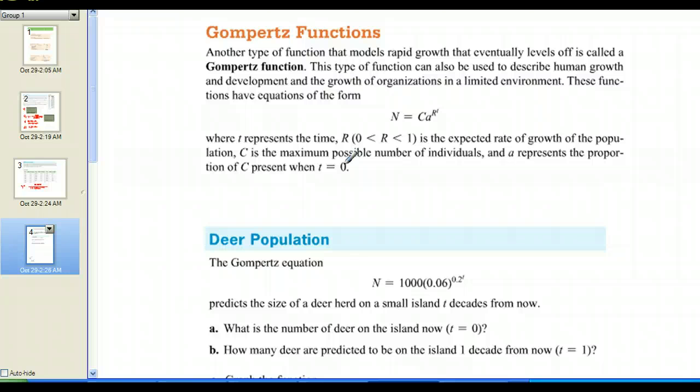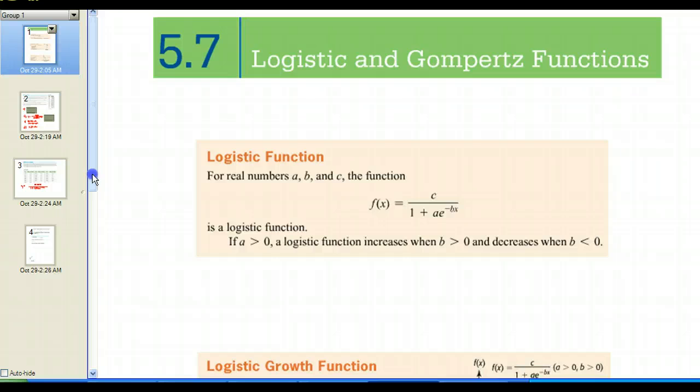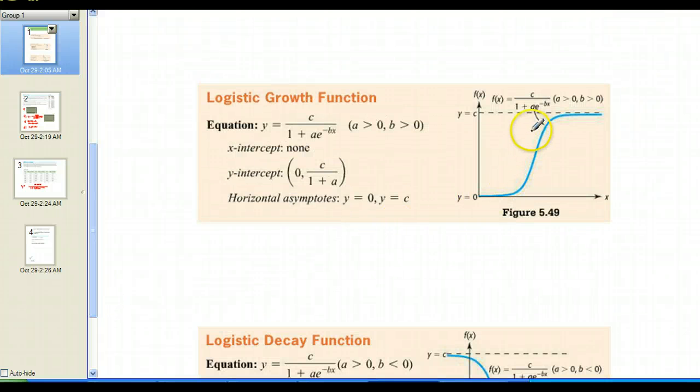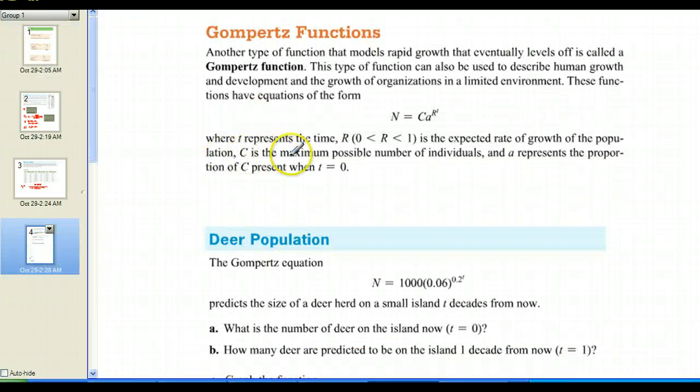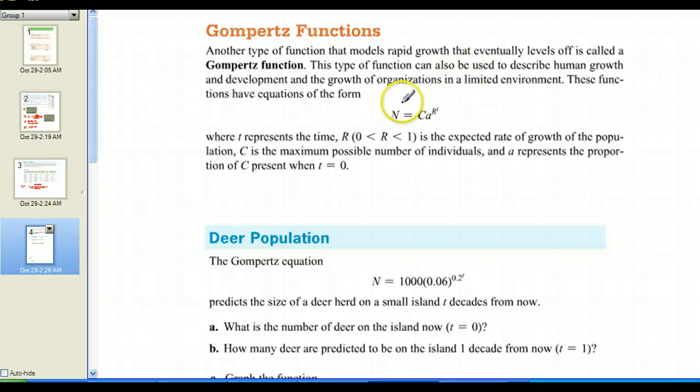So they're a little bit different than the logistic models, but they both have the same kind of characteristics: an initial period of growth, then a rapid growth, and then a leveling off. That's what both of these functions have going on with them. Alright, so just kind of a rundown of what everything is.